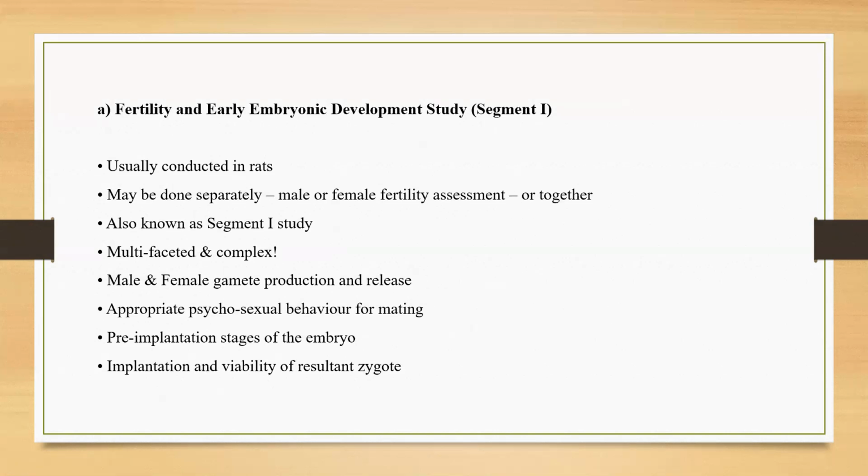It may be done separately, male or female fertility assessment, or together. That is, this study can be done separately for male and for female, or together. It is also known as segment 1 study. It is multifaceted and very complex. Male and female gamete production and release is studied. Appropriate psychosexual behavior for mating is studied. Pre-implantation stages of the embryo are involved here, and implantation and viability of the resultant zygote.